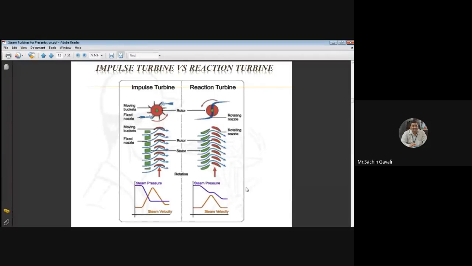So what happens in the moving blades of the reaction turbine? In the moving blades of the reaction turbine, pressure decreases and velocity goes on decreasing. The fixed blades act as a nozzle in the case of the reaction turbine, where pressure goes on decreasing but velocity goes on increasing.